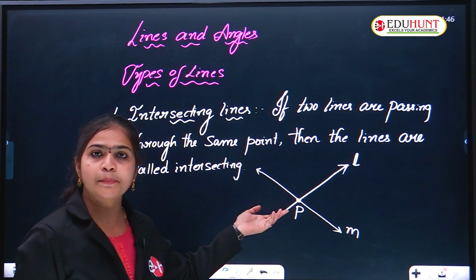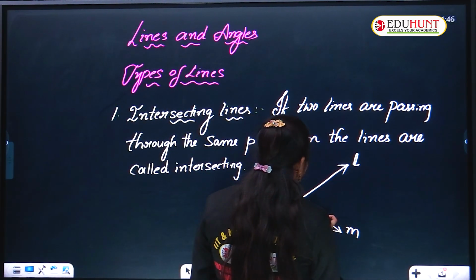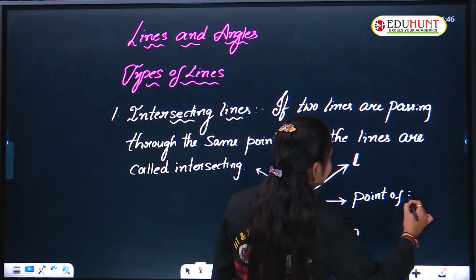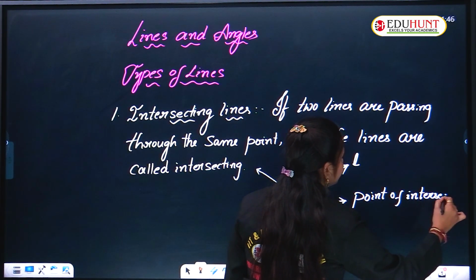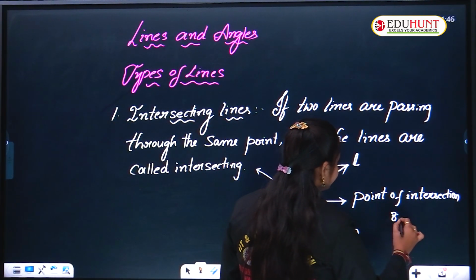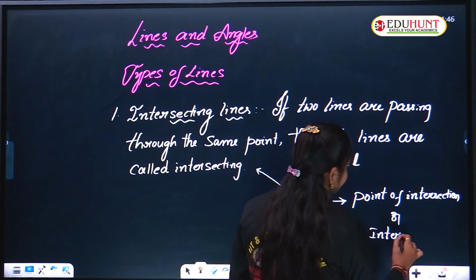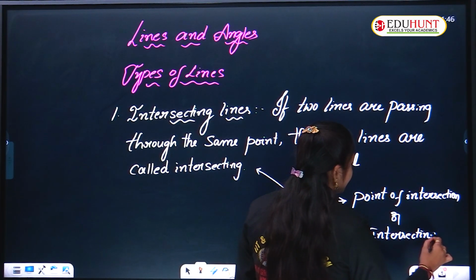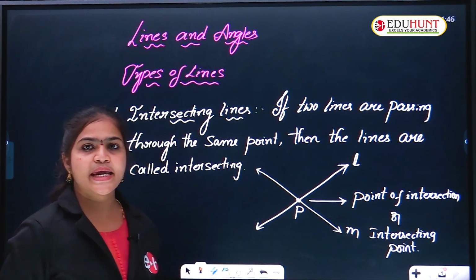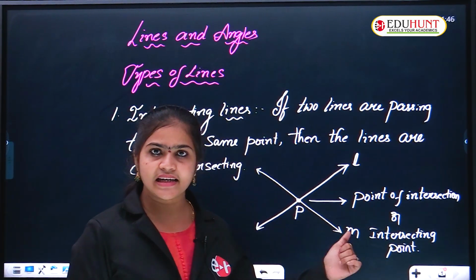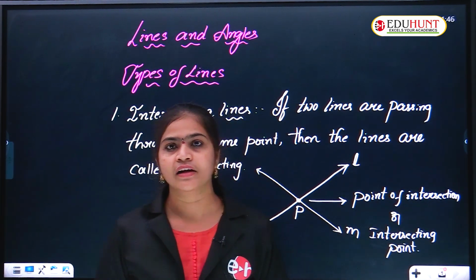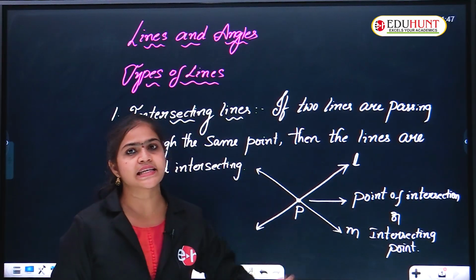What will we call that point, ma? That point is called the point of intersection, or intersecting point. Understood? Two lines passing through the same point are called intersecting lines, and that common point is called the point of intersection or intersecting point. This kind of lines are called intersecting lines.